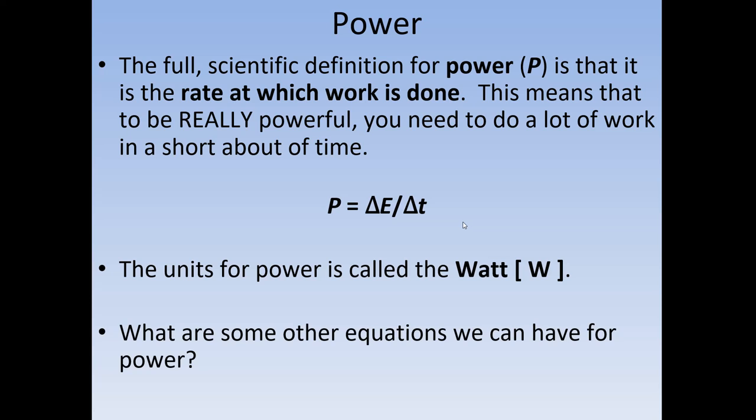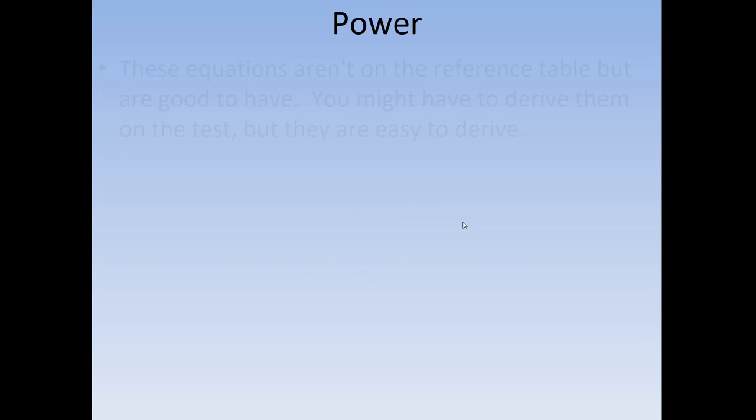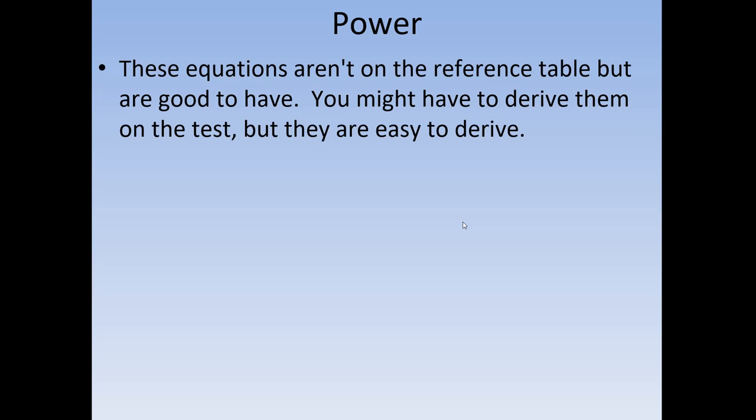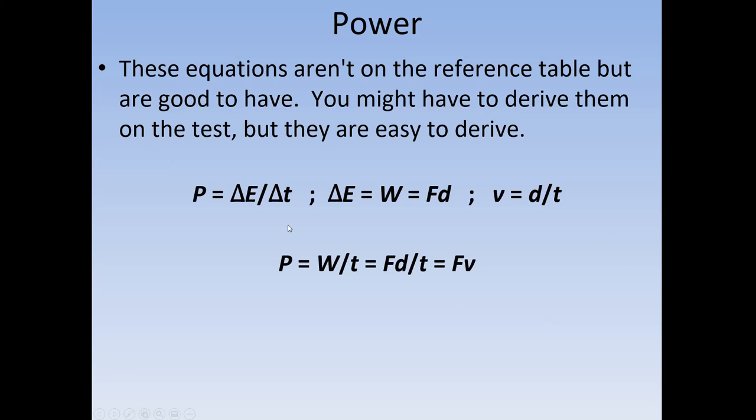Now, there are other equations we have for power. That's the only one that's given on the reference table, but you can derive the others by remembering that we have this equation delta E equals W equals FD, and we can also use the average speed equation. What I can do is combine them all together. Since P equals delta E over delta T also equals W over T, and it's also equal to FD over T, and D over T is equal to V, so I could plug that in. So these are four different equations that you can have based off of the scenario at hand.